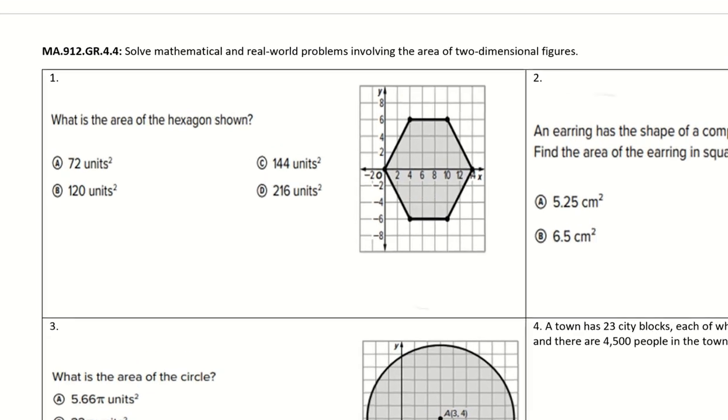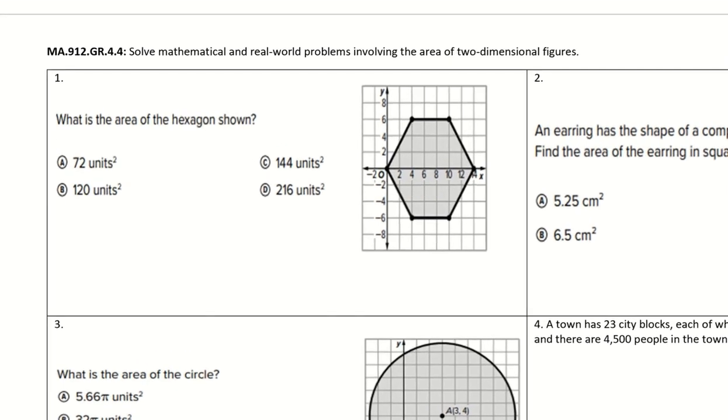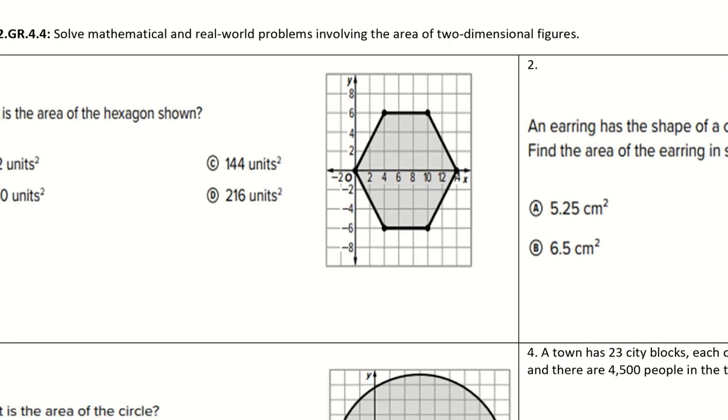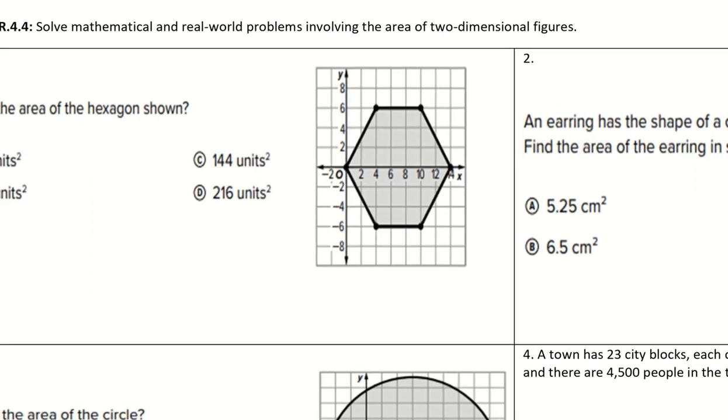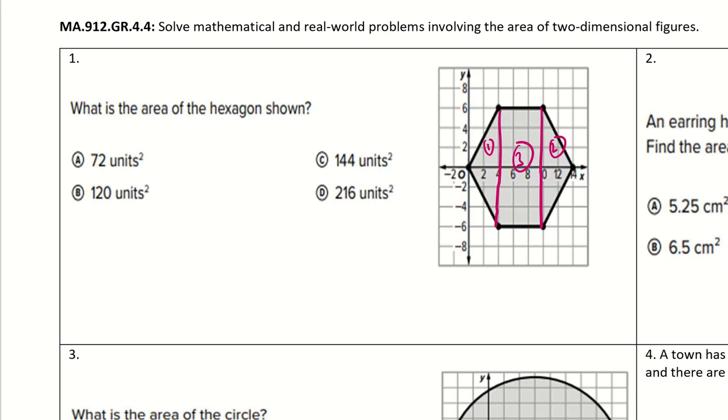All right, so 4.4, solve mathematical real-world problems involving the area of 2D figures. So we got ourselves an area of a hexagon. The best way to handle this, in my opinion, is to break it up into these shapes here, like that. Break it up into a triangle, 2 triangles, and then a rectangle. And then we just add them all up to get the hexagon.